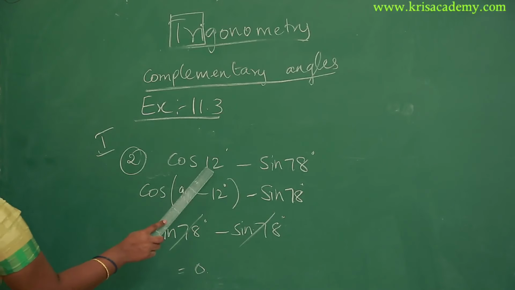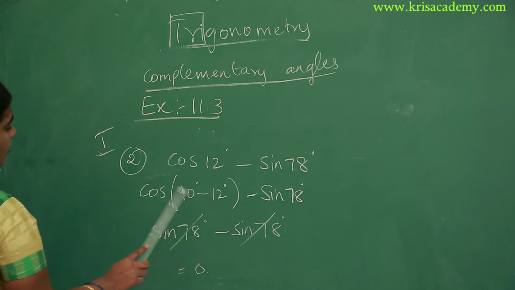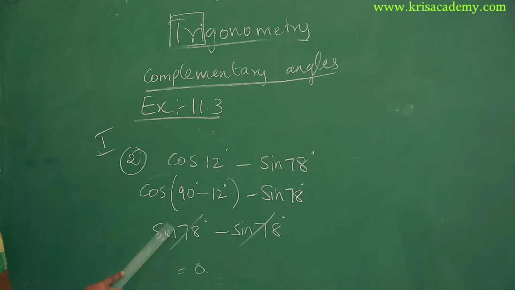So cos 12 degrees we are converting. Cos of 90 minus 12 degrees. Cos 90 complement is sin. 90 minus 12 is 78 degrees. Plus sin 78 degrees minus sin 78 degrees both will get cancelled. The answer is 0.